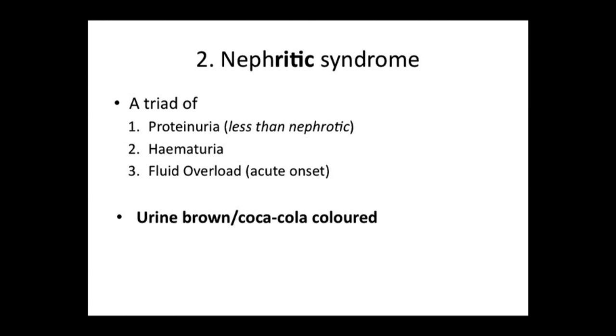Now, let's move on to the next one, which is nephritic syndrome. This is also a triad, but the way I think of it is in nephritic syndrome, edema is less of a prominent feature because there's less proteinuria. So they tend to get more hematuria, so they lose more blood rather than protein when they have their glomerulonephritis.